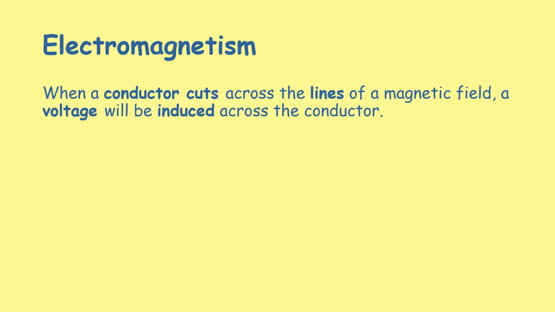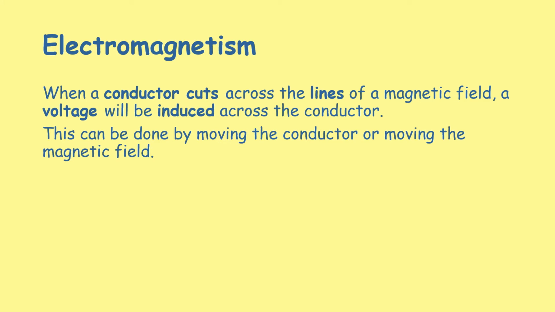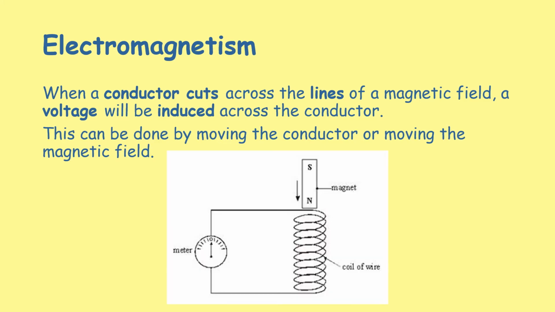When a conductor cuts across the lines of a magnetic field, a voltage will be induced across the conductor. This can be done by moving the conductor or moving the magnetic field. You can see just here we've got a magnet, and we could move this through the coil of wire. This would induce a voltage.